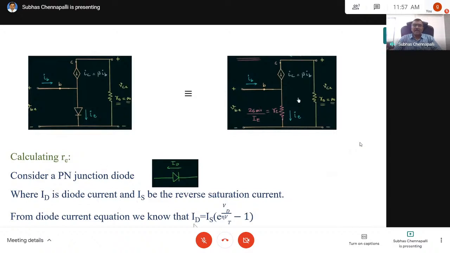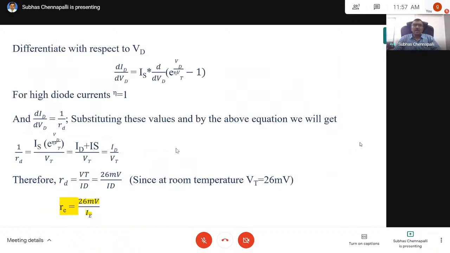The current equation for a forward diode is saturation current times e power VD by eta VT minus 1. Then Rd is dVd by dId, but in reverse I'm doing dId by dVd. Then differentiate that with respect to VD, I will get this. When the eta value is not given, I can take 1. Then dId by dVd, actually dVd by dId is Rd, so it is 1 by Rd. Then substitute that.